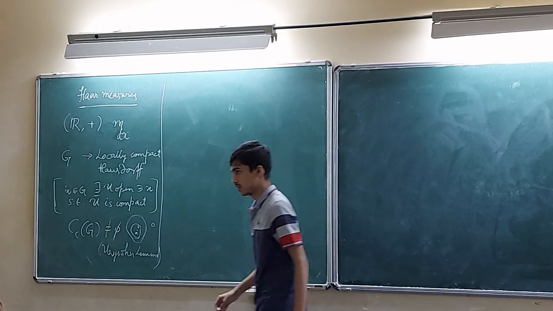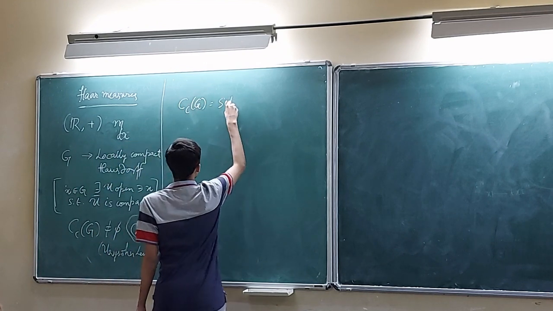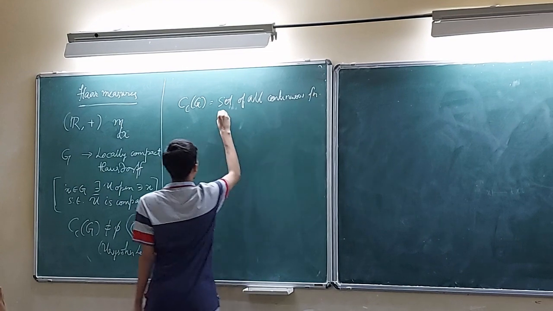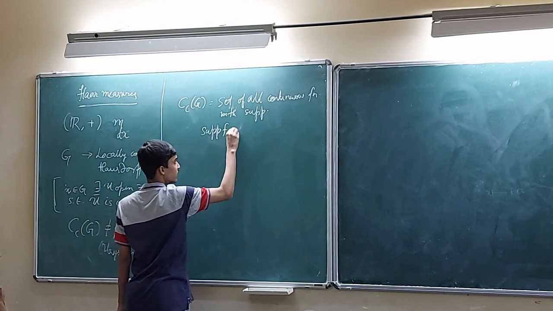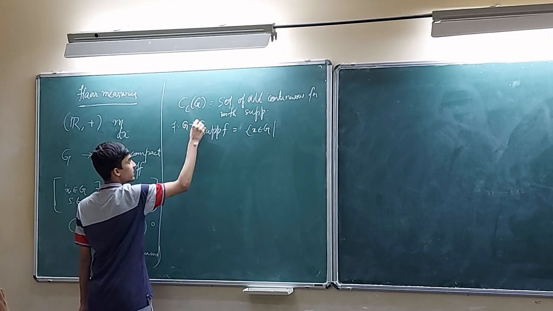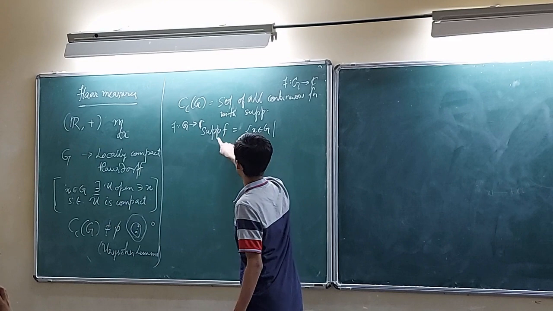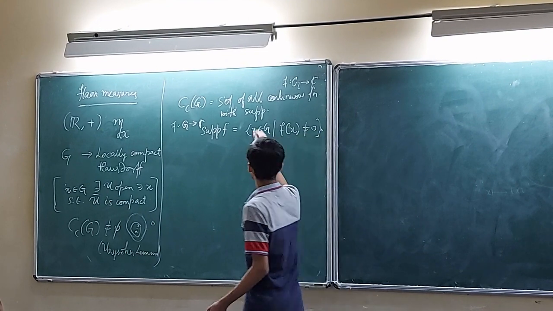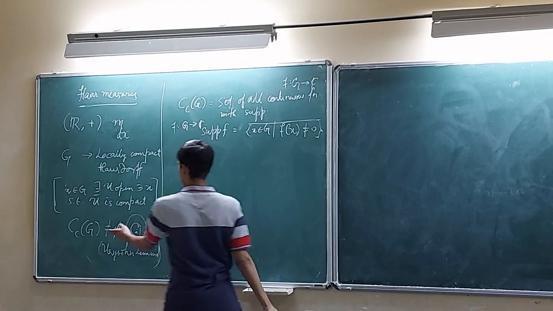Could you explain what the support exactly means? Okay, so let's see. First, C_c(G) is the set of all continuous functions with compact support. By supp f, I mean all those x in G, for f from G to C. Again, these are all continuous functions, in the sense of functions f from G to the complex numbers. So the support of f is all those x where f(x) is not 0, or you can take its closure. This has to be compact for f to be in C_c(G). And Urysohn's lemma guarantees that this is not empty.